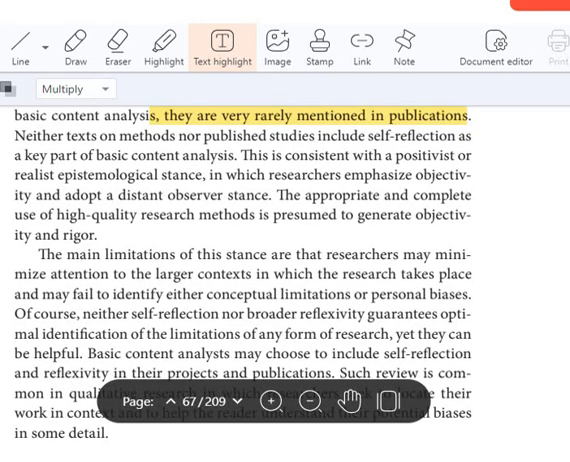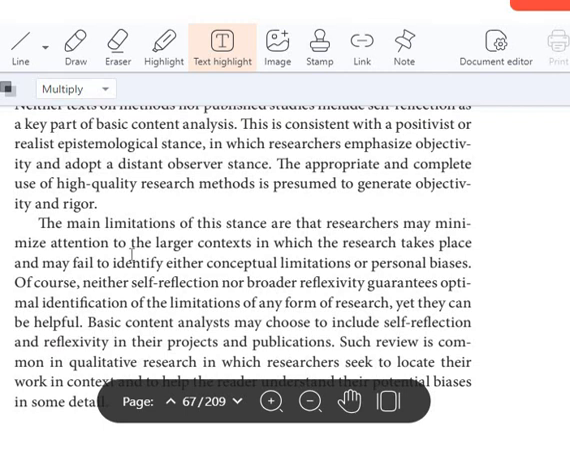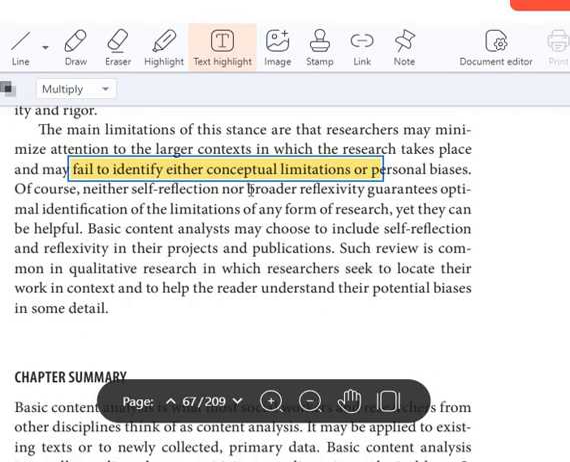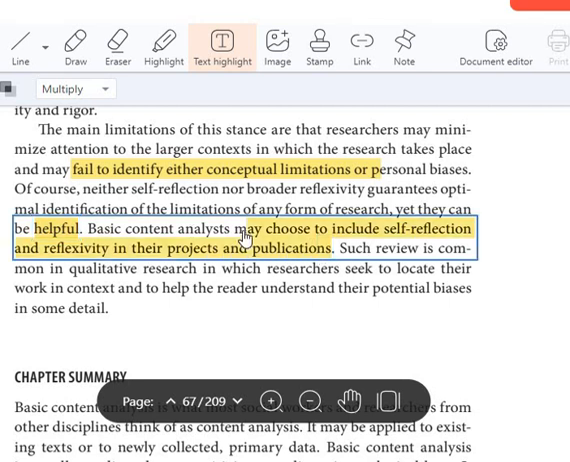Okay, the main limitations of this instance are that researchers may minimize attention to the larger contexts in which the research takes place and may fail to identify either conceptual limitations or personal biases. So it may fail to define any biases in the research. Neither self-reflection nor broader reflexivity guarantees optimal identification of the limitations of any form of research, yet they can be helpful. Basic content analysts may choose to include self-reflection or reflexivity in their projects and publications. There's no problem, so they can include it. Such review is common in qualitative research.